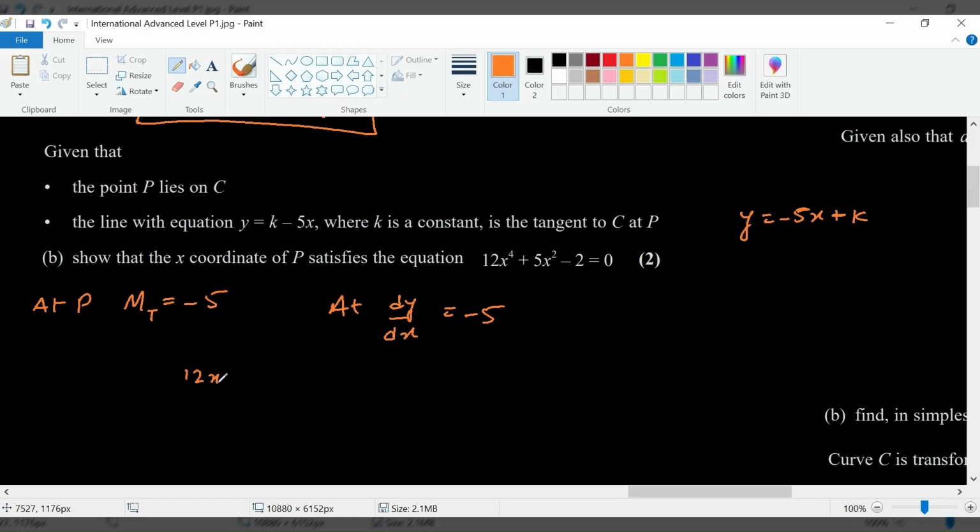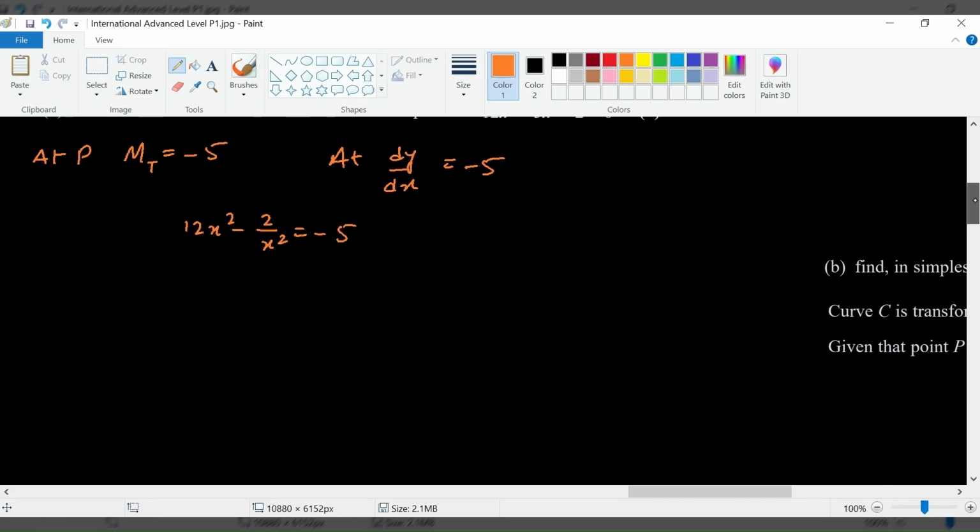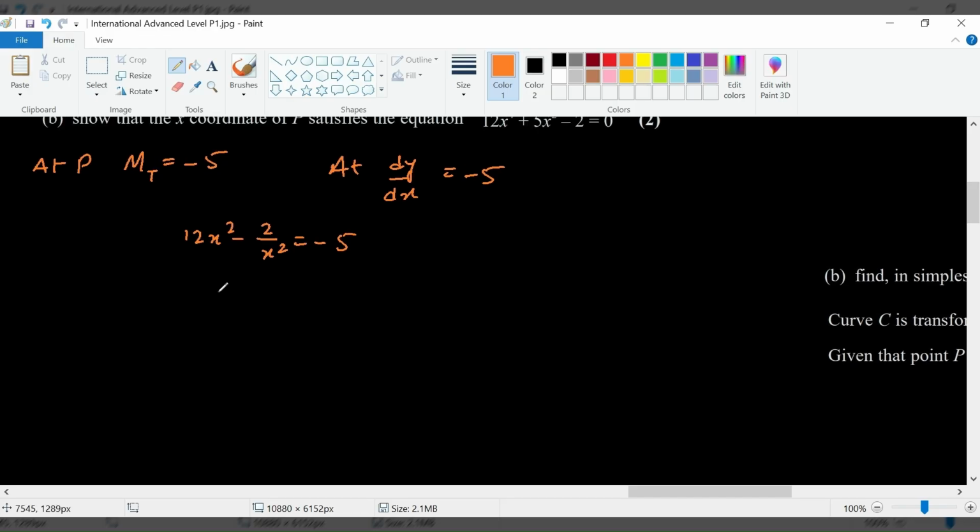dy/dx is 12x² (which we just found) minus 2 over x² is equal to negative 5. Now the next step is to get rid of this square. So I multiply both sides by x². What does it give you? It gives us 12x⁴, and x² and x² are going to cancel, so minus 2 is equal to negative 5x².